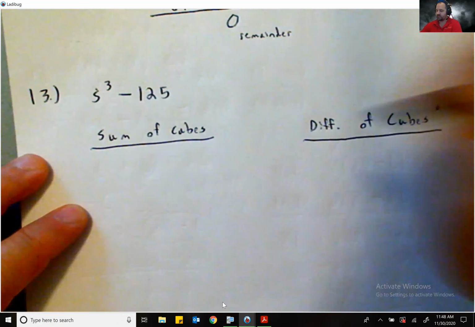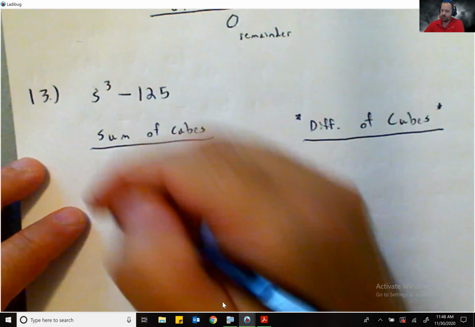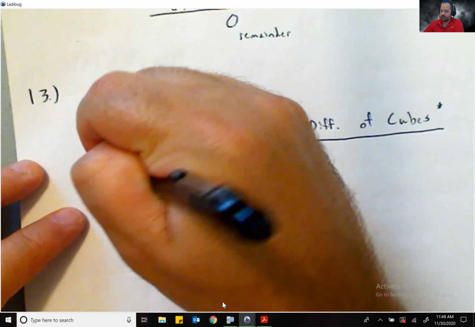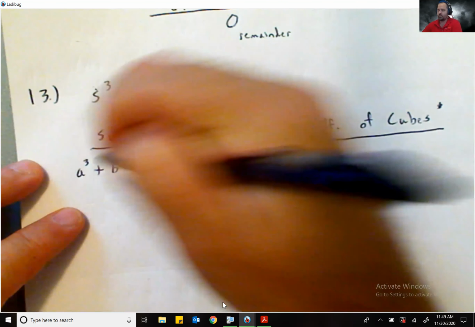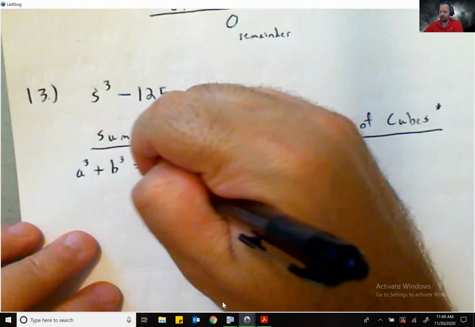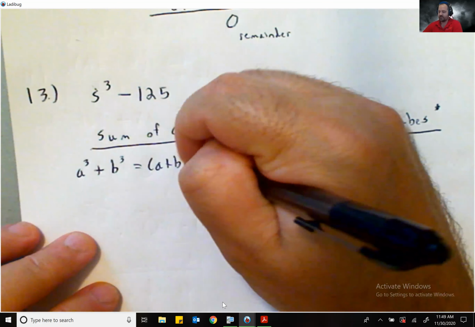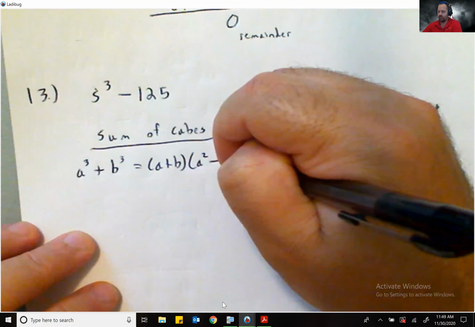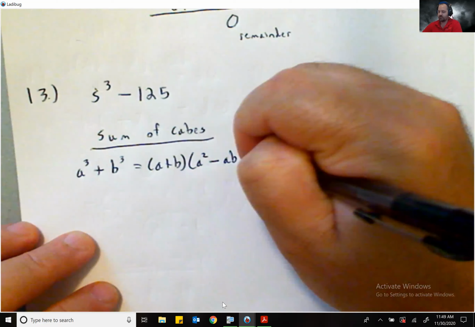And remember that it's a formula. And the formula for these look like this. So a cubed plus b cubed is a plus b, then it's a squared minus ab plus b squared.